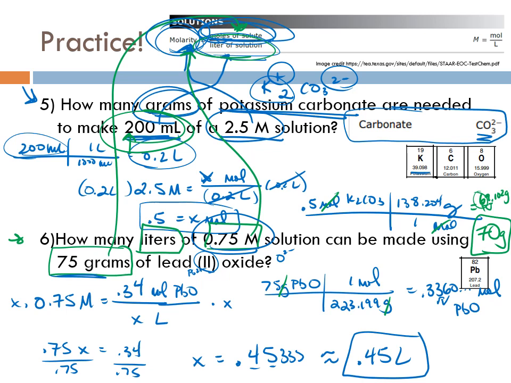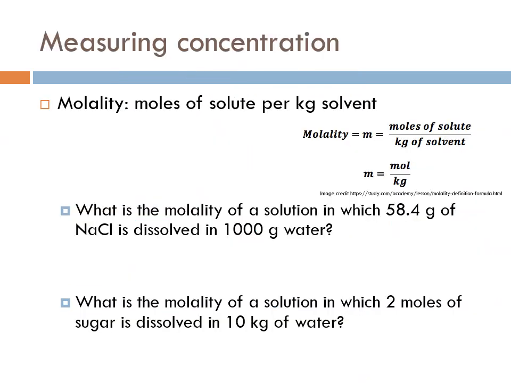Good? All right. So molarity is definitely the most common way that we measure concentration, but it's not the only way. So we're going to take a look at some other ways to measure concentration super quick. Molality is almost the same as molarity, but except there's an L instead of an R, right? So molality is moles of solute. That's the same as molarity, but instead of liters of solution, we have kilograms of solvent. So this is what makes molality different from molarity.